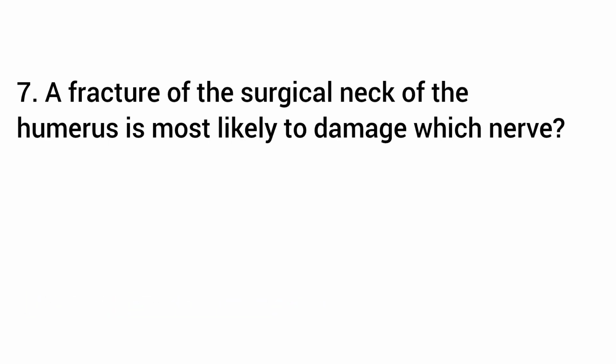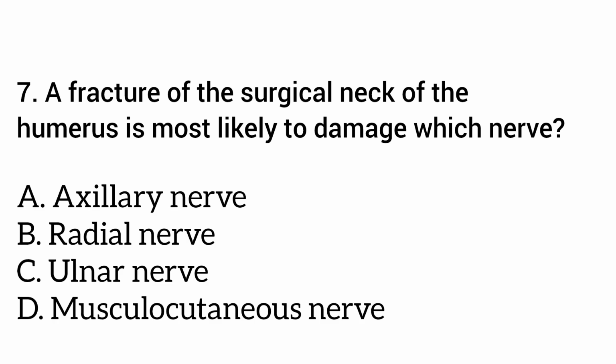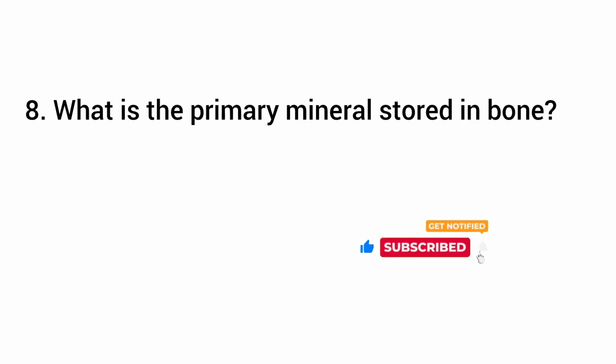Question number 7. A fracture of the surgical neck of the humerus is most likely to damage which nerve? A. The axillary nerve, B. The radial nerve, C. The ulnar nerve, and D. The musculocutaneous nerve. Most correct answer is A. The axillary nerve. The axillary nerve winds around the surgical neck of the humerus, and this may be injured in fractures.